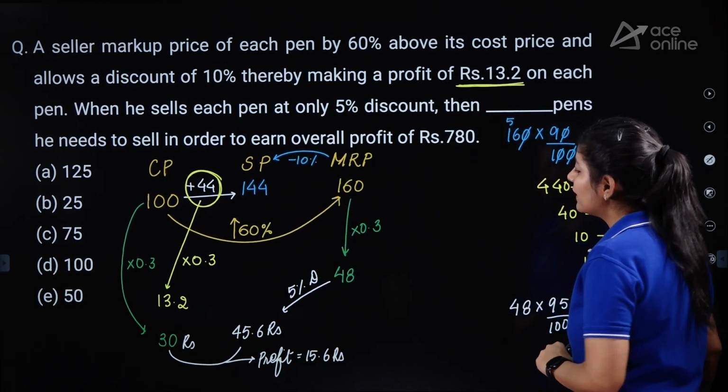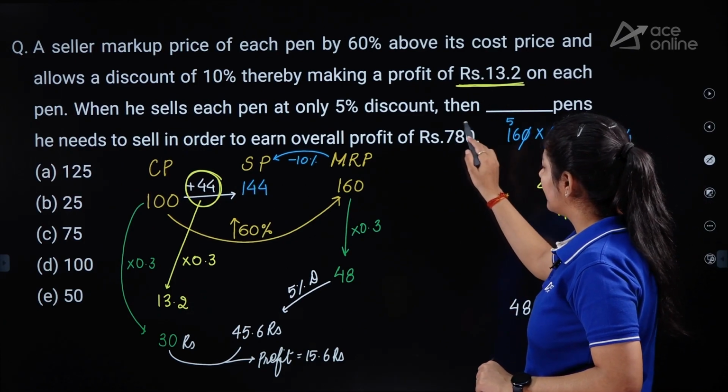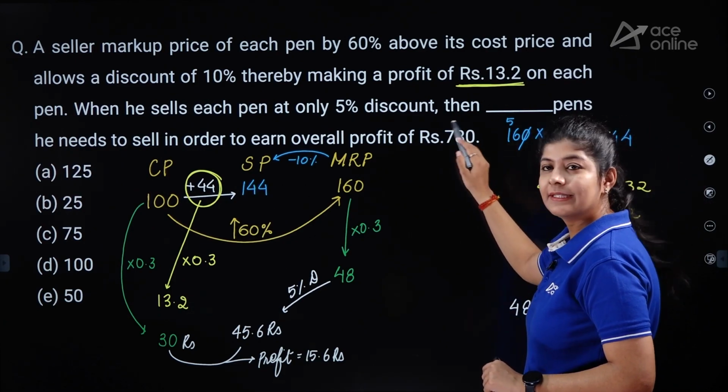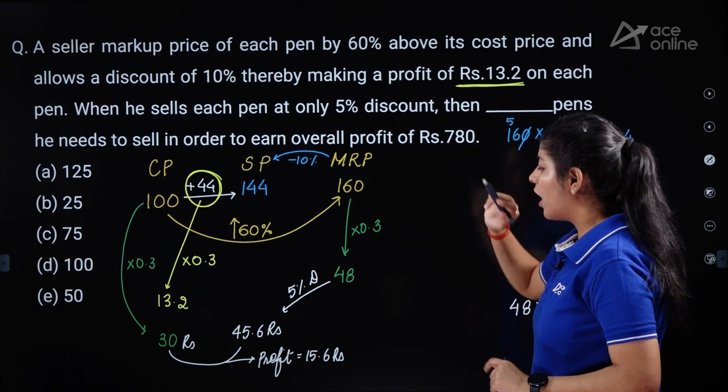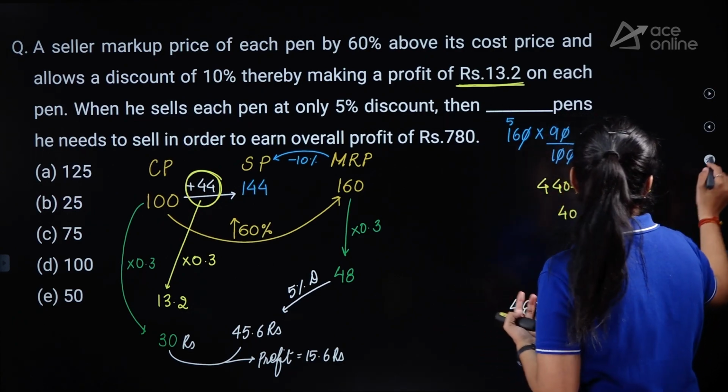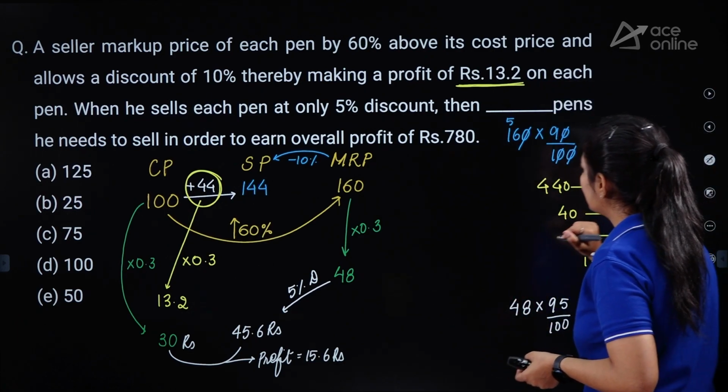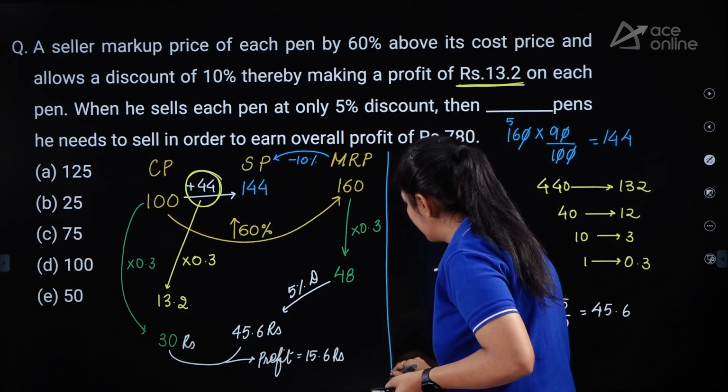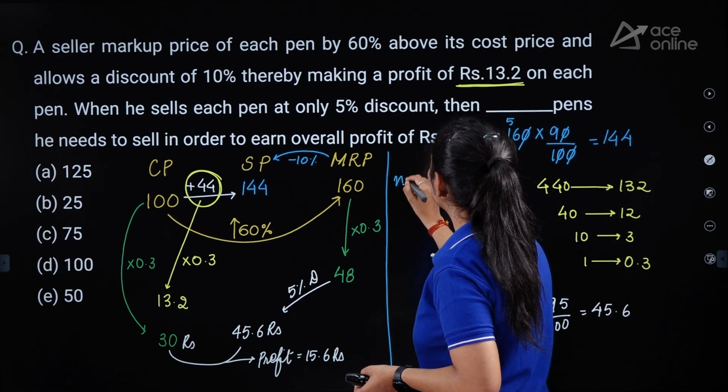15.6 rupees. But what we need to do is calculate. We need to get this much of profit. So how many pens do we need to sell? So, the number of pens.